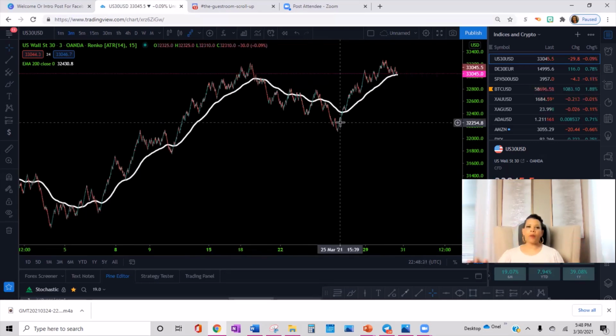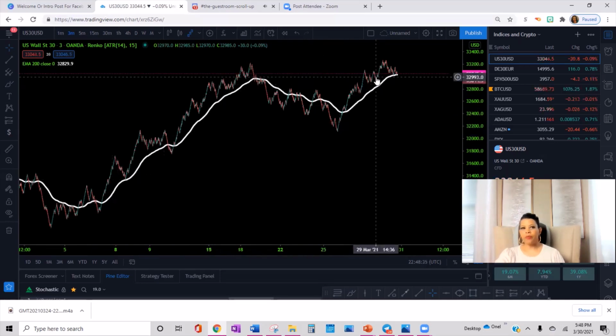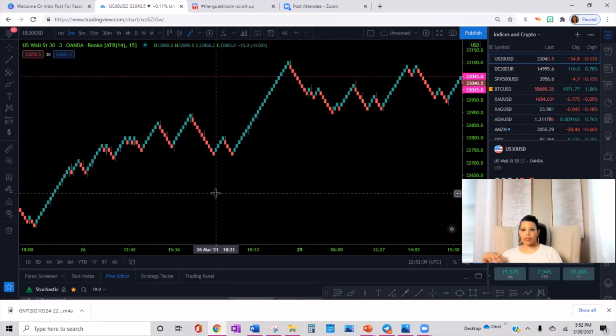How do I know when to sell? Look at price relative to the 200 moving average, and that should help you out a little bit, okay? So I'm not going to show you any more indicators. What I am going to show you, however, is a way to look at price.